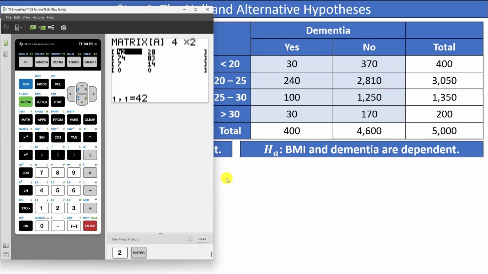At this point, you can go ahead and type in all the numbers. So that's what I'm going to do now. Just press enter after typing in each one to move to the next.